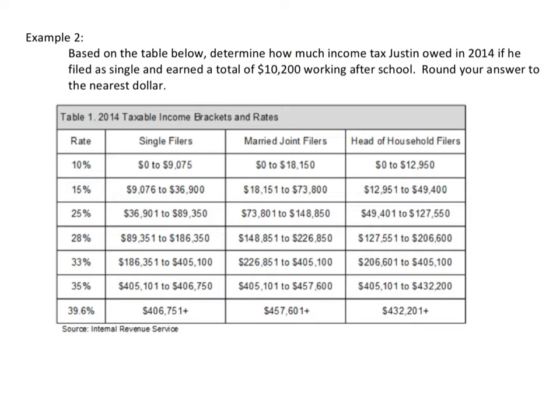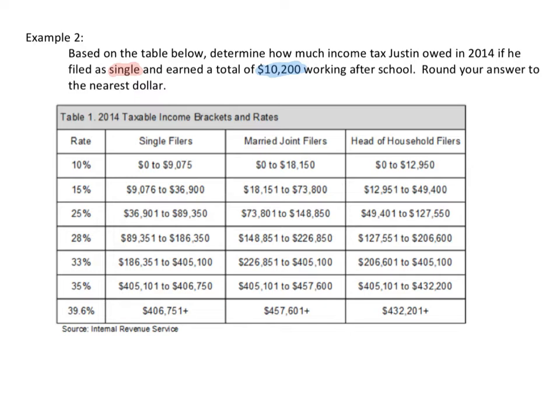Here's example 2. It says, based on the table below, determine how much income tax Justin owed in 2014 if he filed as a single and earned a total of $10,200 working after school. Round your answer to the nearest dollar. So we have to pick out a few important things from this story. It said he filed as a single person and he earned a total of $10,200.